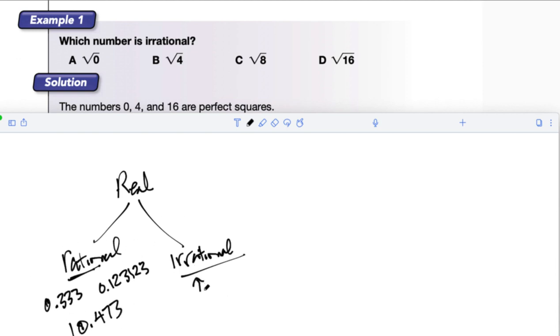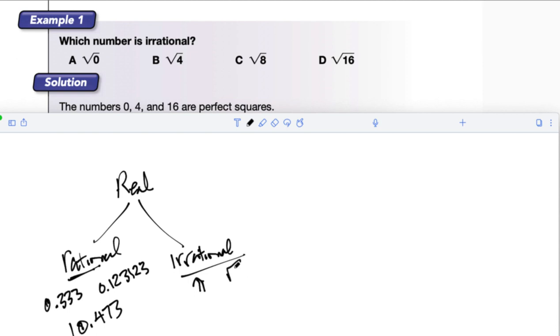Irrational numbers are numbers that don't terminate and they don't repeat. They just go on forever and ever, like pi. But also there's a group of numbers that are going to be irrational, which is the square root of anything, or the root of anything, that doesn't resolve into an integer.